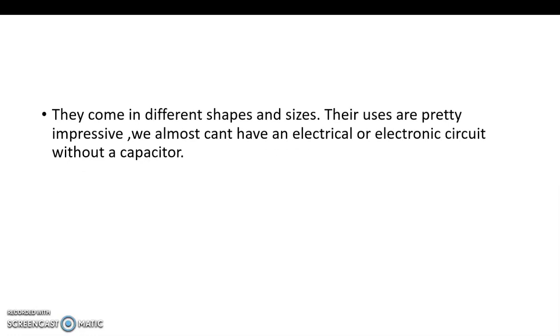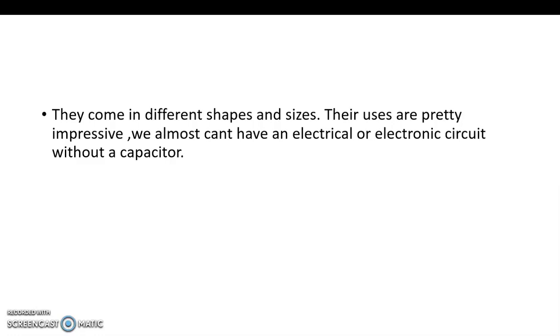Capacitors come in different sizes and shapes. Their uses are pretty impressive. We almost can't have an electrical or electronic circuit without a capacitor. Now that is the plain truth.